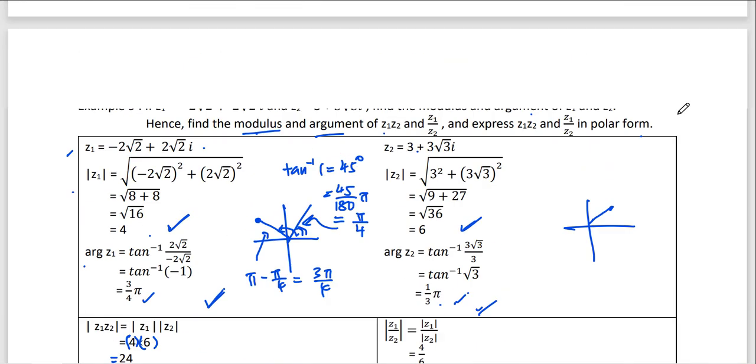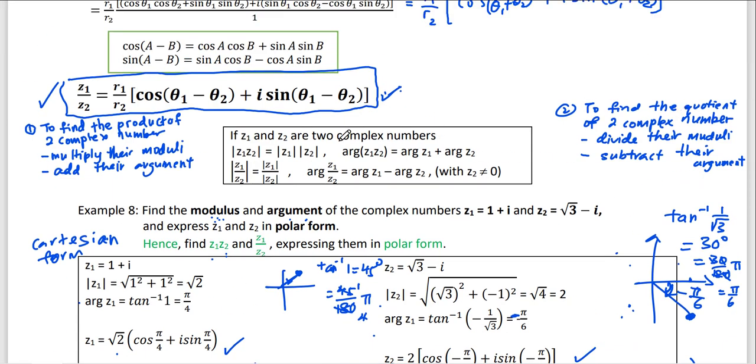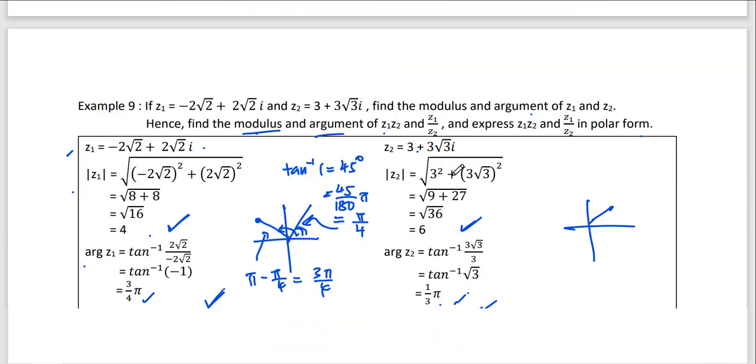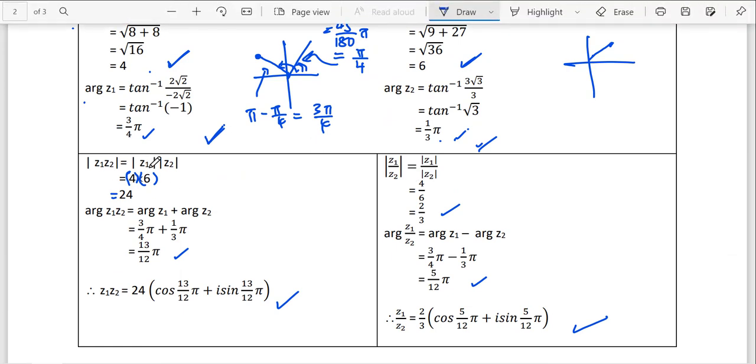Okay, in your knowledge, you know Z1, Z2. No need to have polar form also, never mind. You just based on the modulus and argument, you can find the answer. Okay, for Z1 Z2 modulus, you just multiply the moduli, you get the modulus for Z1 Z2. Then for argument, you add the arguments.